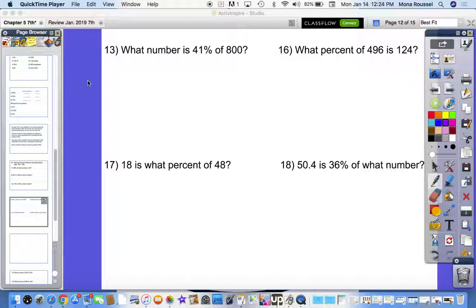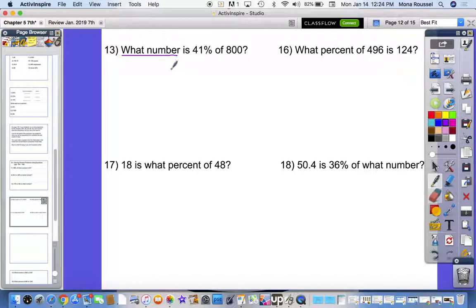In this lesson, we're going to use equations to help us solve percent problems. So what we need to do is change the words in the statement into mathematical symbols and bring our numbers down, and then we can solve the equation. For example, what number? When we don't know a number in math, we use a variable. So we'll say n. Is means equals 41%.